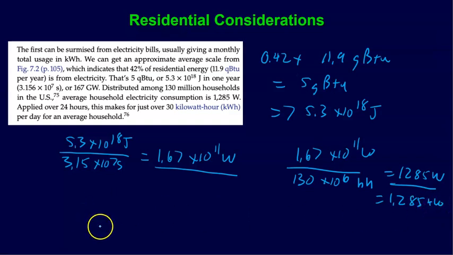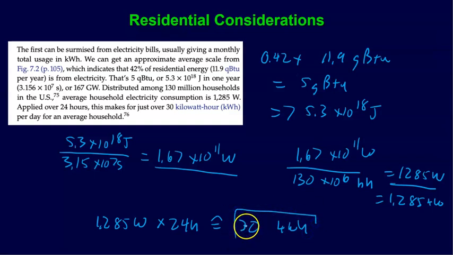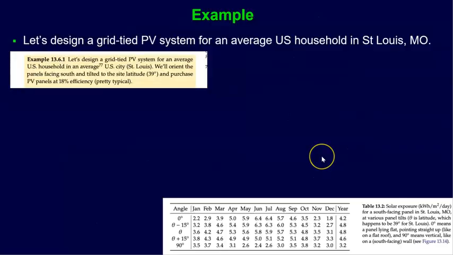For energy in a day, what we would need to do is take that 1.285 kilowatts times 24 hours, and that gives about 30 kilowatt hours. That gives us something to aim for as far as our energy needs. And so let's design a grid-tied PV system for an average U.S. household. Again, PV is photovoltaic.